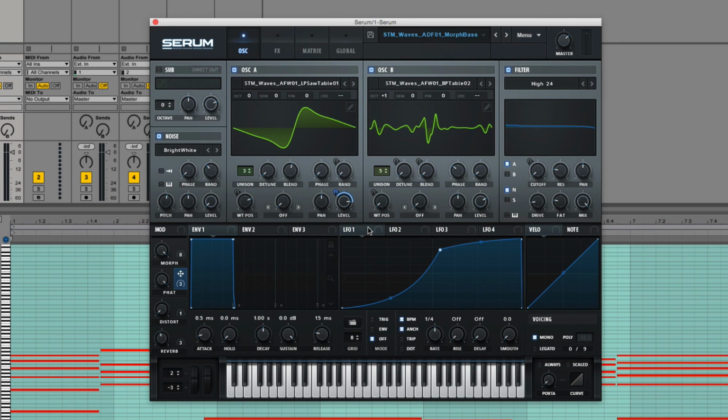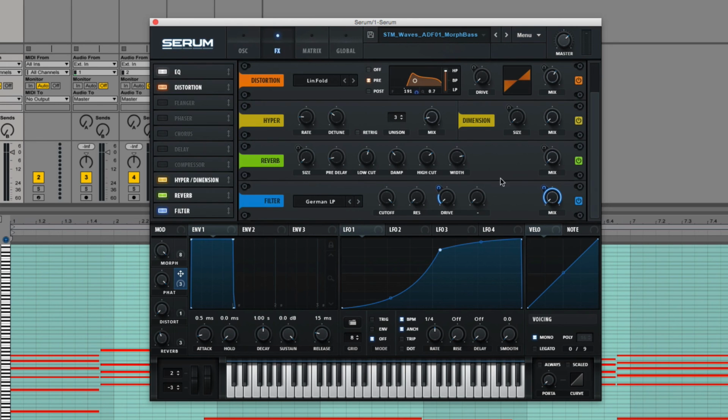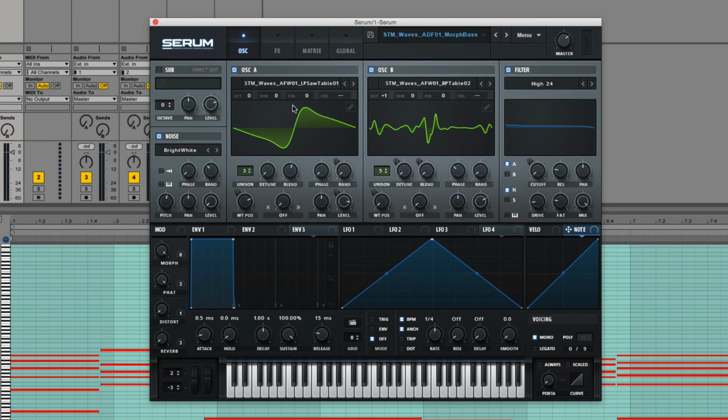Fat is on, decreases the level of the first oscillator and then increases the drive of the second filter and its mix. Distortion increases the amount of drive. And then reverb is on reverb mix, the size of the dimension expander and the size of the reverb. There's nothing else special going on, really.